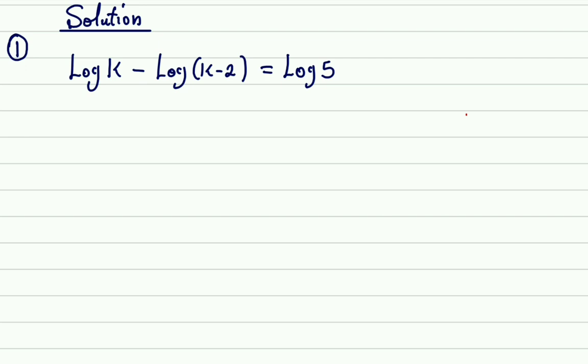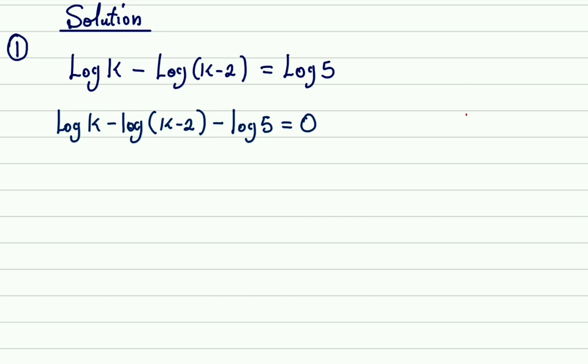Log k minus log of k minus 2 is equal to log 5. The first thing, collect like terms. In collecting like terms, you are going to have log k minus log of k minus 2 minus log 5 is equal to 0.